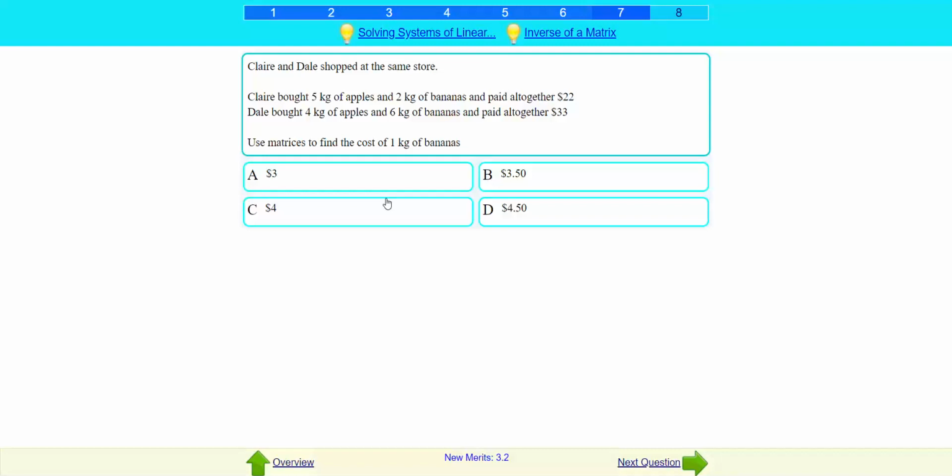Now, if we try to do the reduced echelon form, remember that in order to do Gaussian elimination, we should have leading ones on every row. So to get a 1 on the first row, we should scale the first row by 1 over 5. So we should have 1 over 5, so that's a 1, 2 out of 5, and then 22 out of 5, and then 4, 6, and 33.